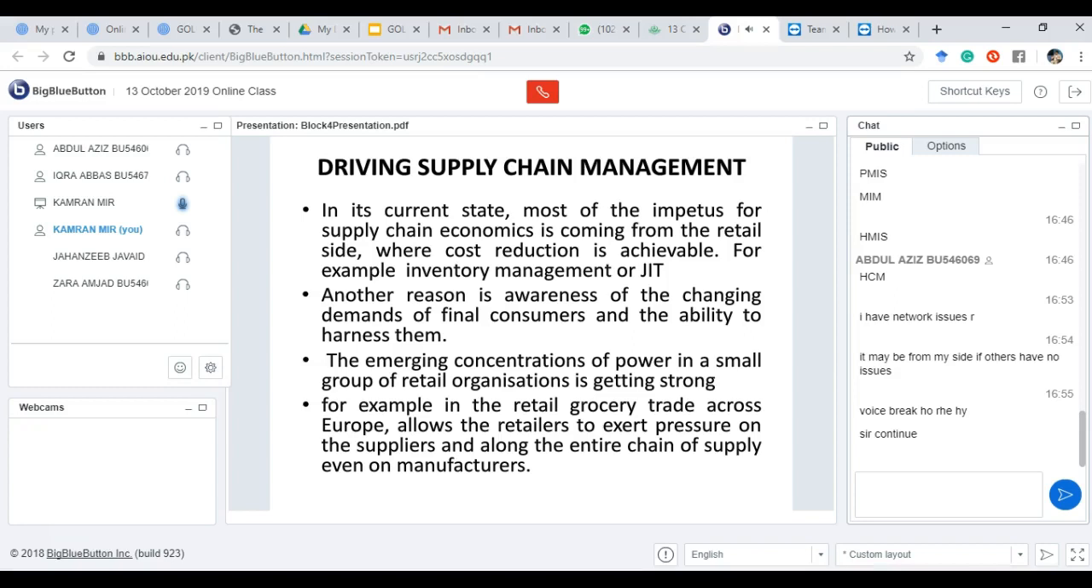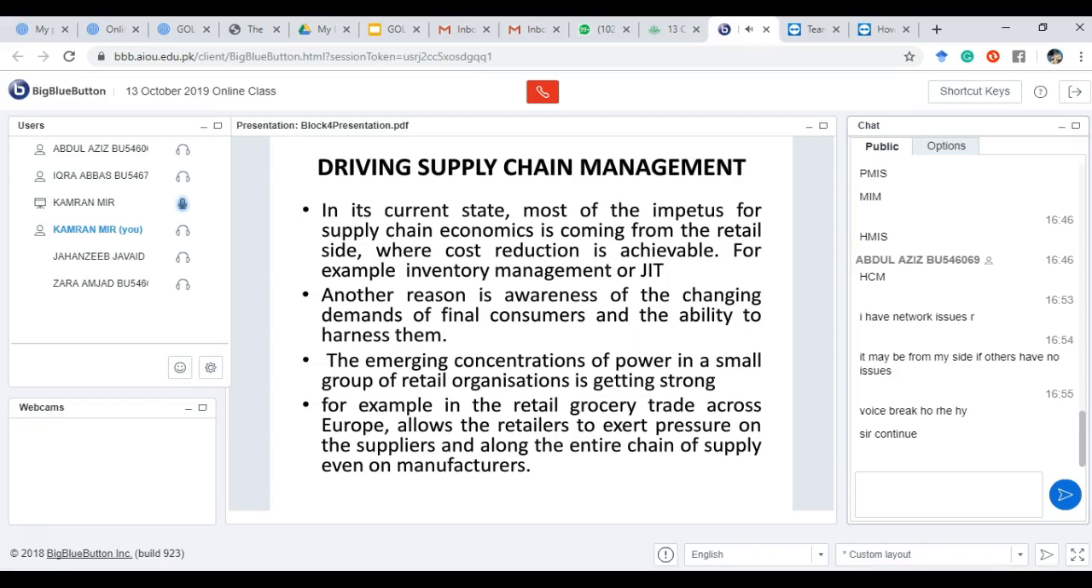Now, the driving supply chain management. In its current state, most of the supply chain economics is coming from the retail side, where cost reduction is achievable. For example, inventory management or JIT. A lot of the supply chain management involved is seen in the retail industry, where these items are being supplied to the stores, to the big grocery shops. An example is inventory management of the JIT. As you know, JIT is just in time.